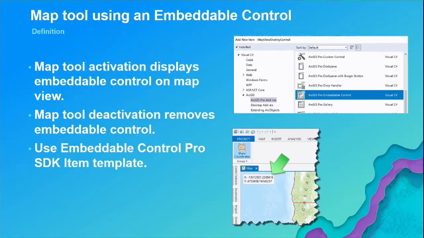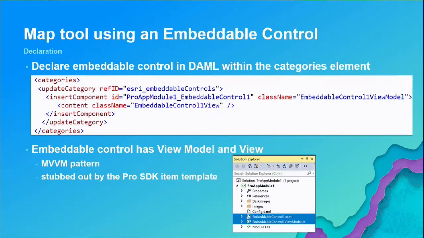So there's a Pro SDK item template that you can use to create this embeddable control. So the first step to working with an embeddable control is you define this control in your DAML. So here is the DAML declaration in the snippet on this slide. This is stubbed out for you by the SDK, but let's go over what this really does.